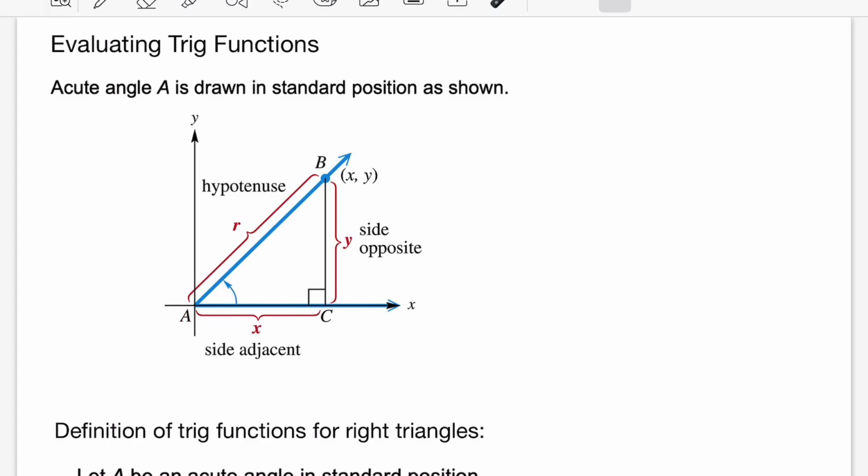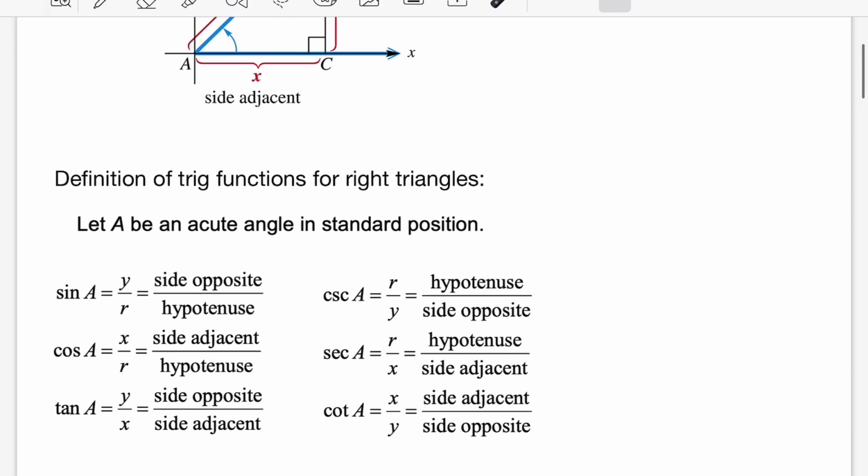On the other hand, this side of our right triangle y is going to be called the side opposite, or the opposite side, since it is exactly opposite from our angle. And then the length of this side of our right triangle is called the hypotenuse, and that's given by r here. Now the definition of trig functions for right triangles are given by these guys here.